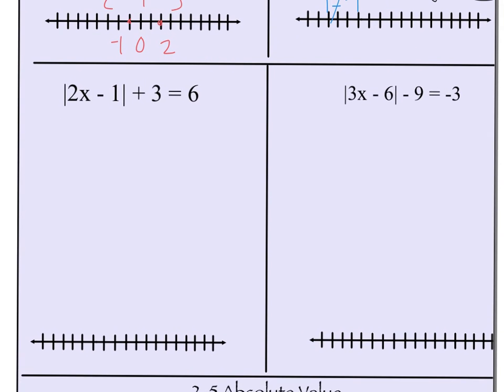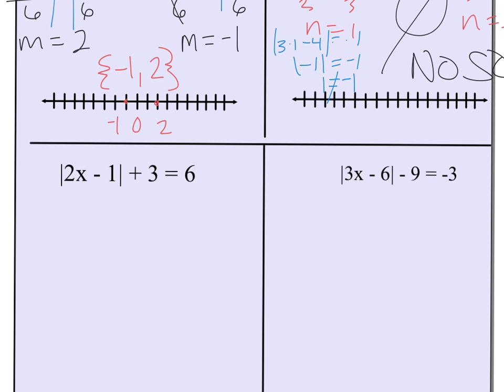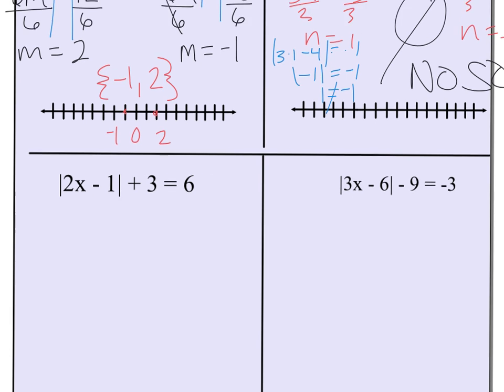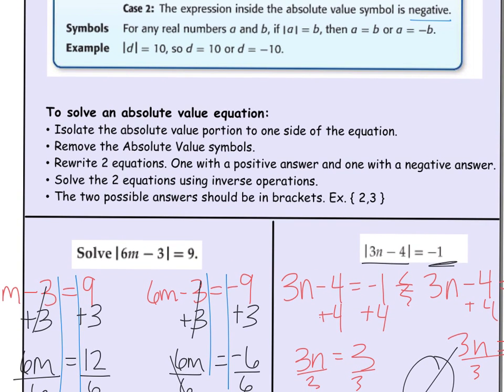Couple more with an added step. These ones look a little bit different. You'll notice that there's something in addition to the absolute value. So what I want you to do is make sure you go back and add this first one. I should have said that before. This first step matters now that they're multiple step. What we need to do is isolate the absolute value portion to one side of the equation. Okay, so make sure you have that down, and then we can remove the absolute value.